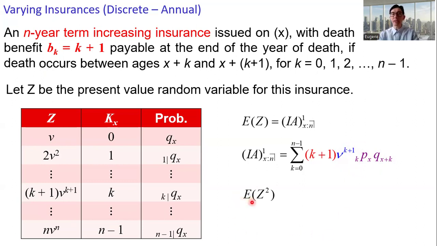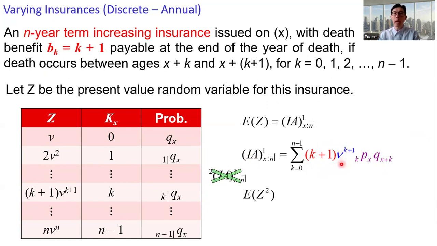And then we can also get the notation of the expected value of Z squared. However, for the second moment of increasing insurance, we don't simply add the pre-superscript 2 attached to the actuarial notation IA. Recall the pre-superscript 2 corresponds to the expression where we simply replace delta by 2 delta. That is, nu to the power K plus 1, we replace with nu to the power 2 times K plus 1.